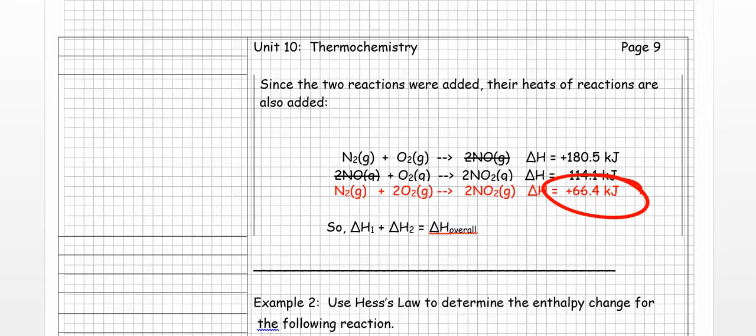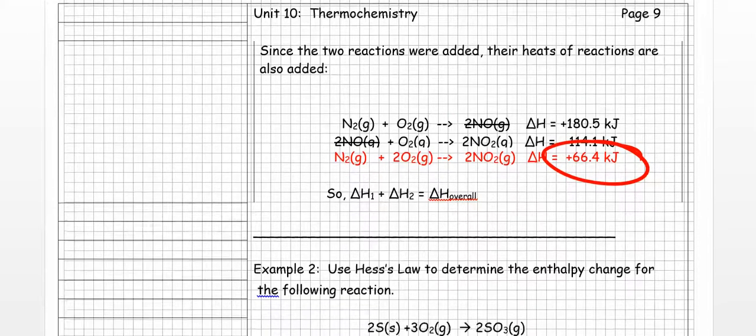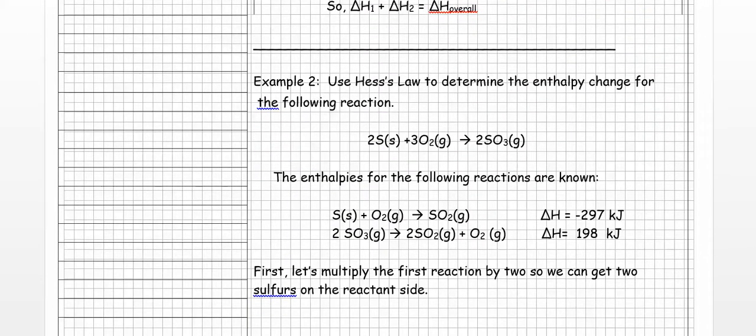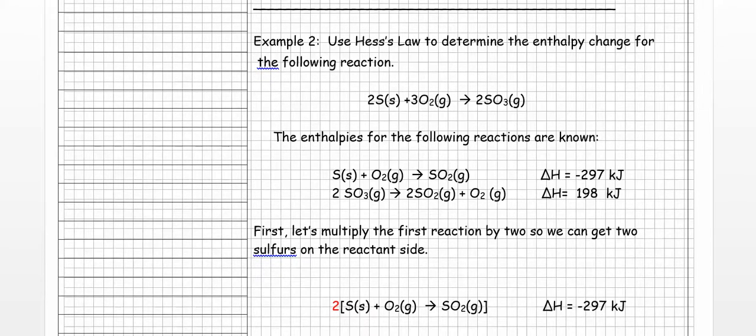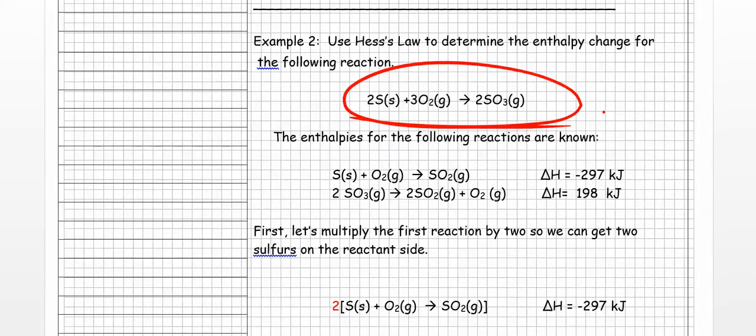All right? Let's take a look at a slightly more complicated reaction. That's this one right here. It says use Hess's law to determine the enthalpy change for the following reaction. So here's the reaction. We've got 2 moles of sulfur, solid, plus 3 moles of O2 gas yields 2 SO3 gas. Now the enthalpies for the following reactions are known. So we know these two delta H's, right? We know the delta H for this reaction, and we know the delta H for the second reaction. Neither one of which is obviously the main reaction that we're interested in, which is this one right here.